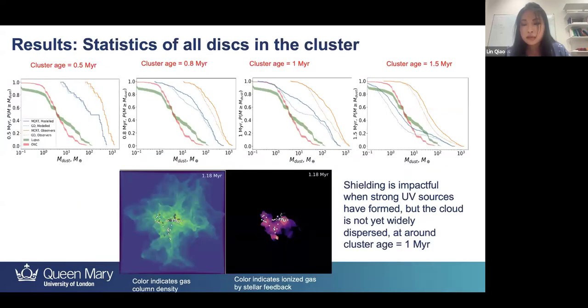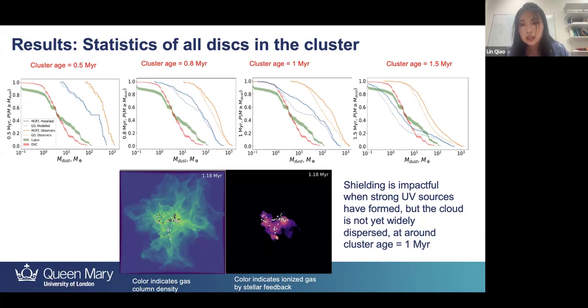I also looked at the disk population statistics at different cluster ages. Here we have the plot of the inverse cumulative distribution function of dust mass for disks that exist at different cluster ages. The blue curve shows the dust mass from the simulations, and the yellow curve converts the simulated dust mass to an observer's equivalent of dust mass.